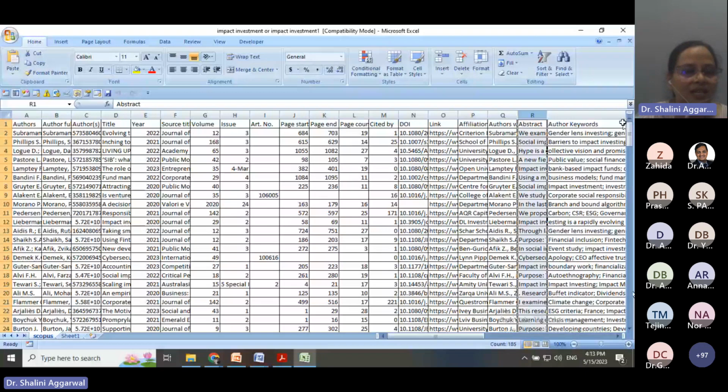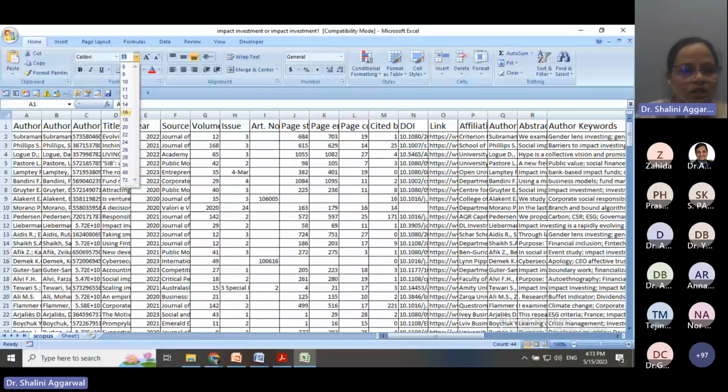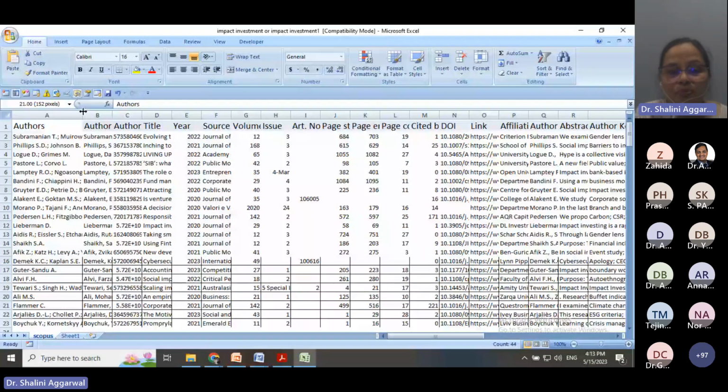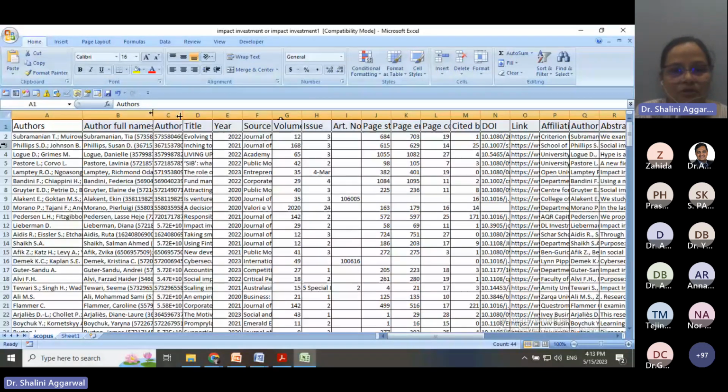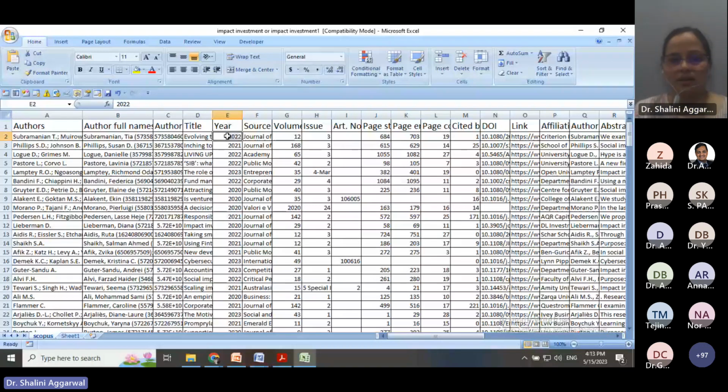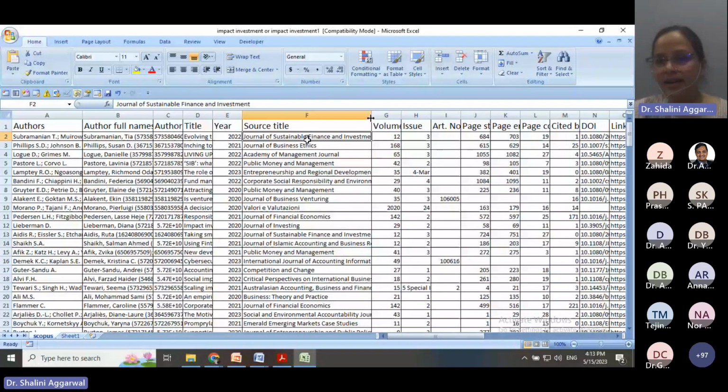So you can see from here, let me increase the font size of this as well. Okay, so it talks about the authors. Look at this, this is about Matlab, this is one paper. The one that I have selected is one paper. This is of year 2022. This is the source title, the name of the journal, right? And this is the information about the particular paper.